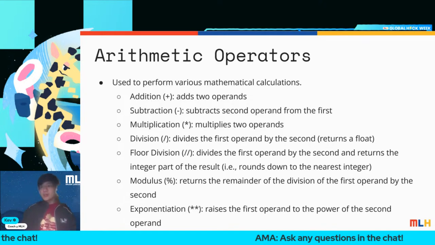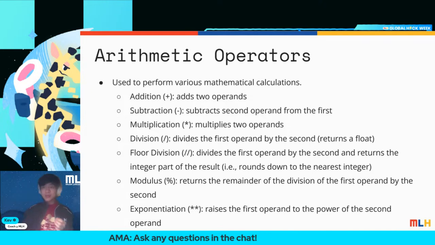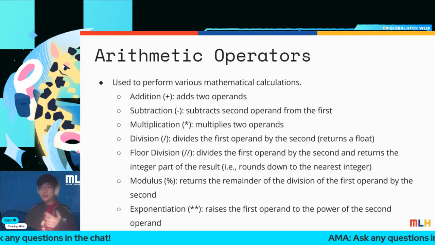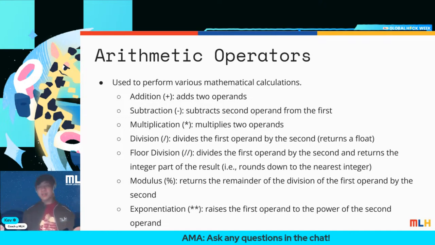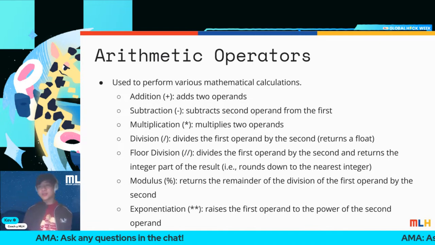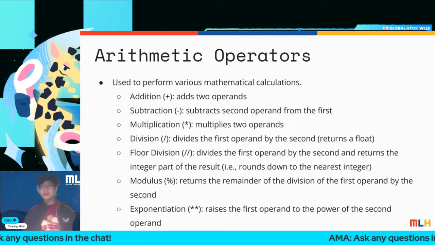Okay, cool. So that is modulus. Then we have exponentiation, which just raises the power, right? That's pretty common in math. So it's like 2 squared. To do 2 to a power, you just use star star. You use the first number, star star, wherever your exponent is going to be. But let's play around with some of these operations.